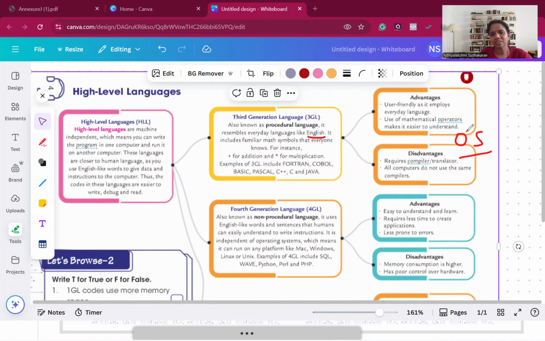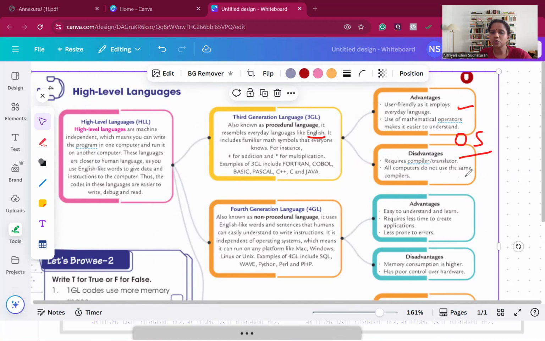We have advantages as well as disadvantages in every generation language. It's very easy and user friendly, as it employs everyday language. The basic language is what we use, and it is coded in a similar way. It also uses mathematical operators. A disadvantage is that the third generation language requires a compiler or translator.